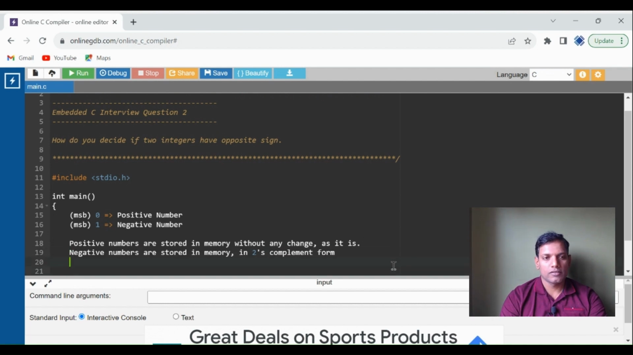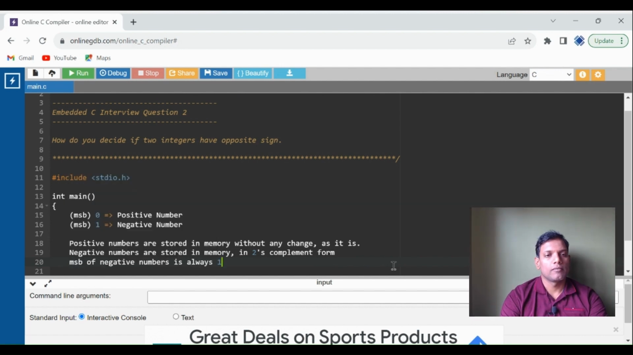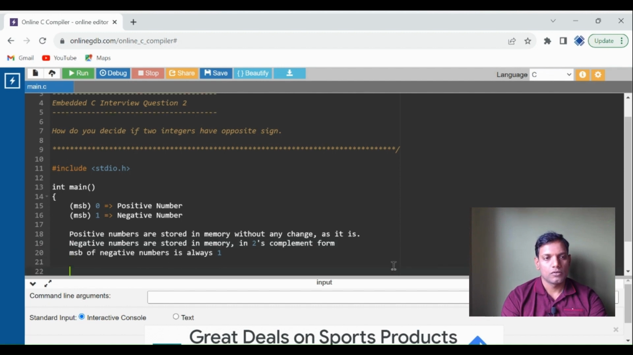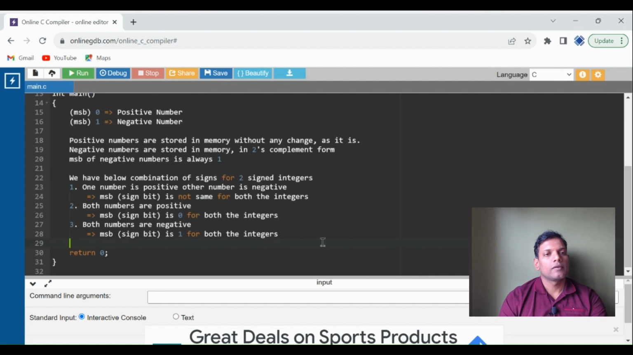For negative numbers, there is one more criterion, that is, the MSB of negative numbers is always 1, and negative numbers are stored in memory in 2's complement form. So, with this knowledge, let's go a little deeper in understanding what all combinations we have when we want to compare two integers. We have the below combinations of signs for two signed integers.